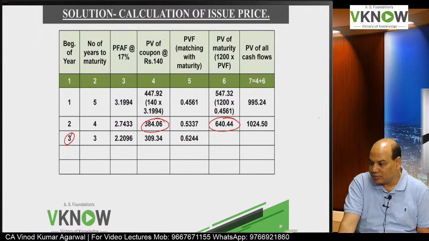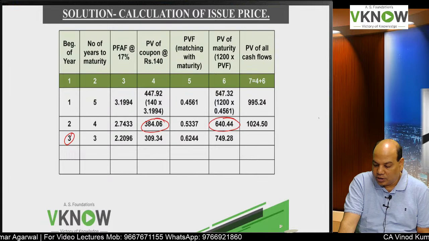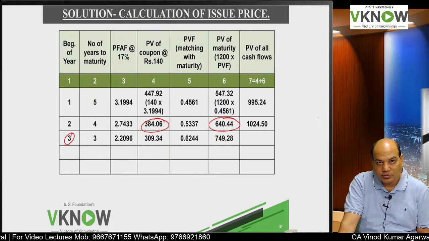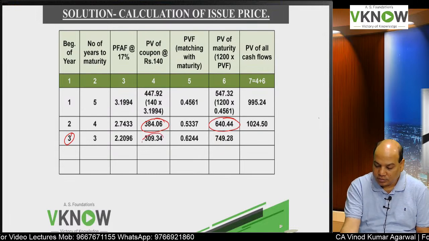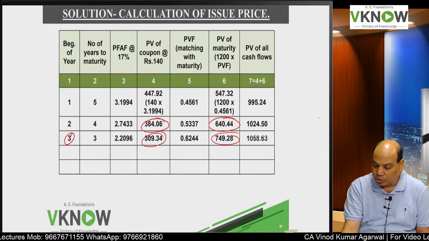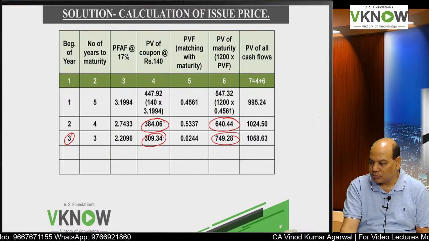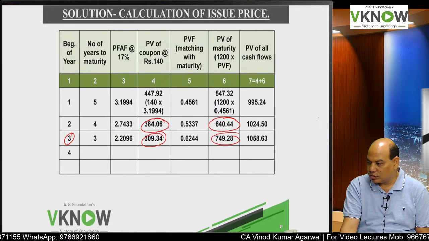3rd year factor is 0.6244, multiplied by 1200. How much? 749.28. Add these two numbers. That will give you the value of the bond at the beginning of year 3: 1058.63. Now try the 4th year.